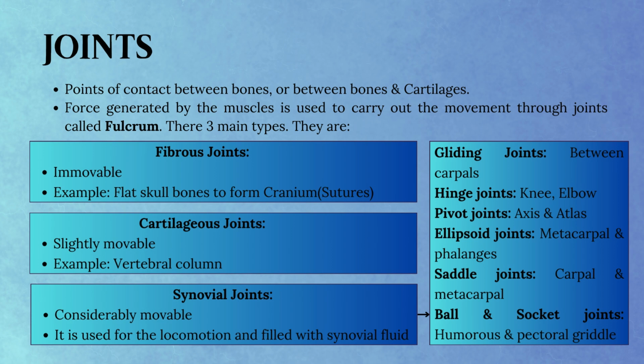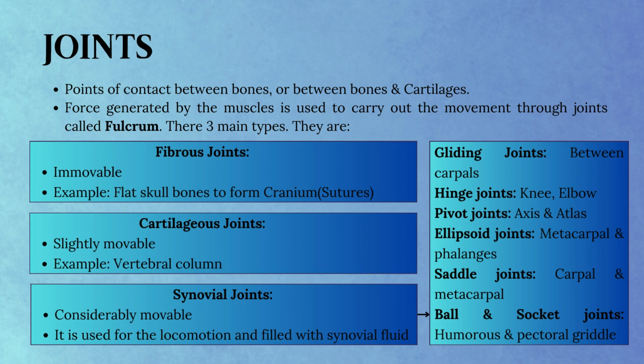Fibrous joints are immovable. Example: flat skull bones forming the cranium, sutures. Cartilaginous joints are slightly movable. Example: vertebral column. Synovial joints are considerably movable. They are used for locomotion and filled with synovial fluid. There are 6 types of synovial joints.